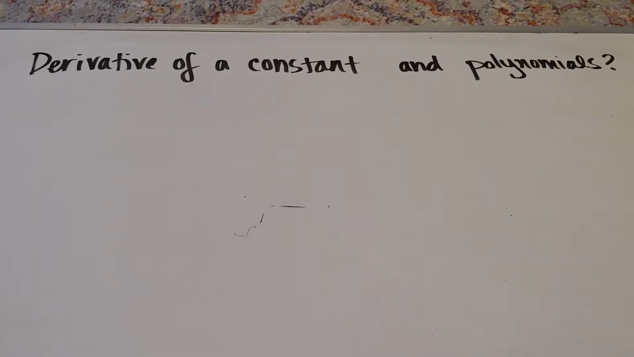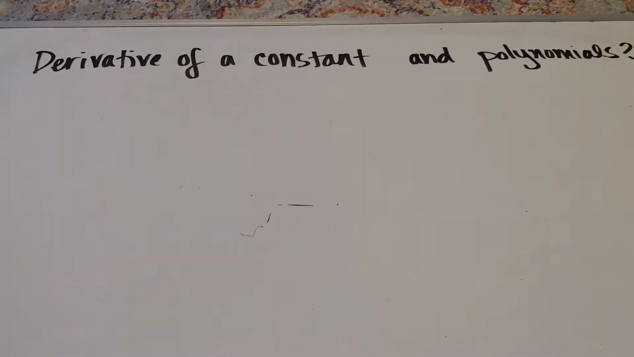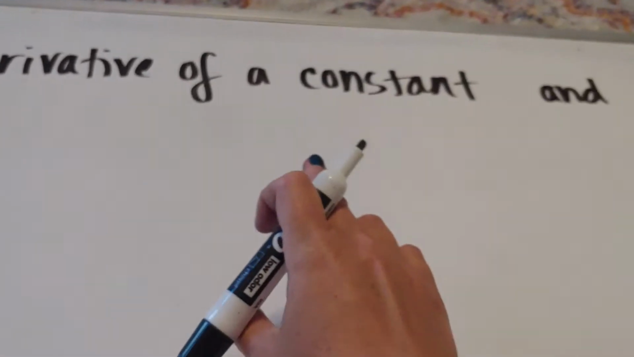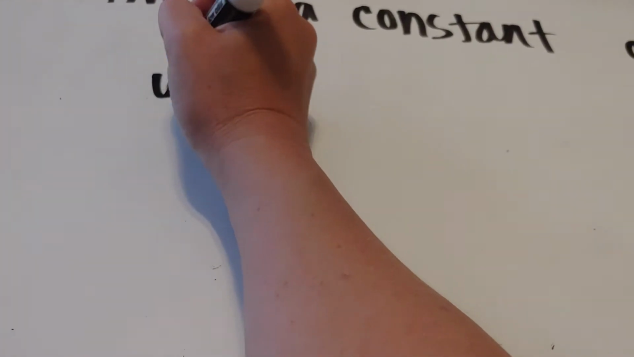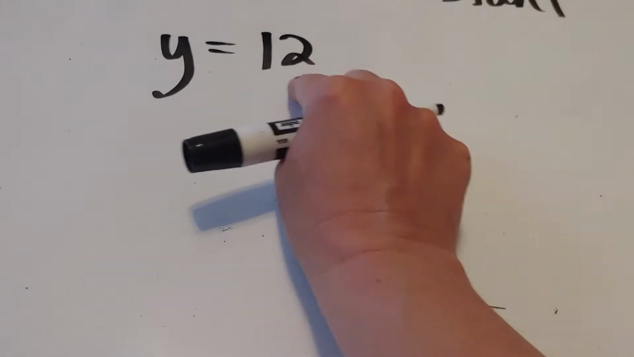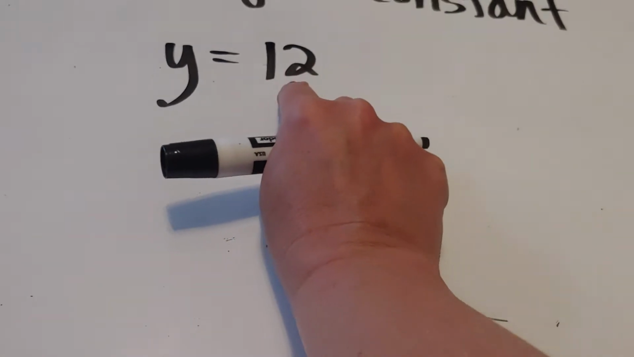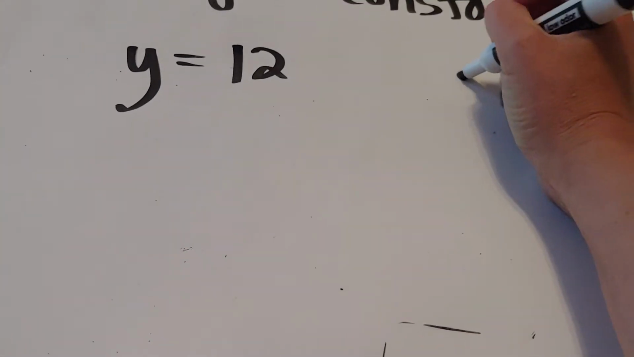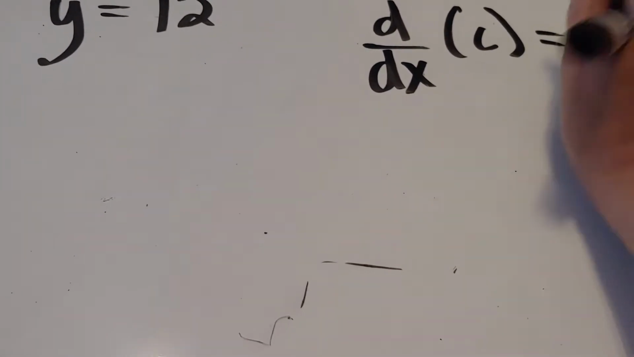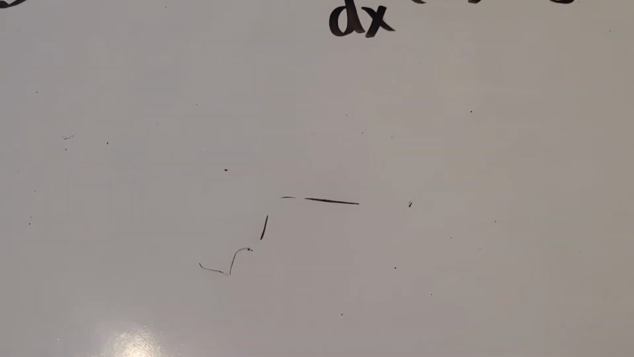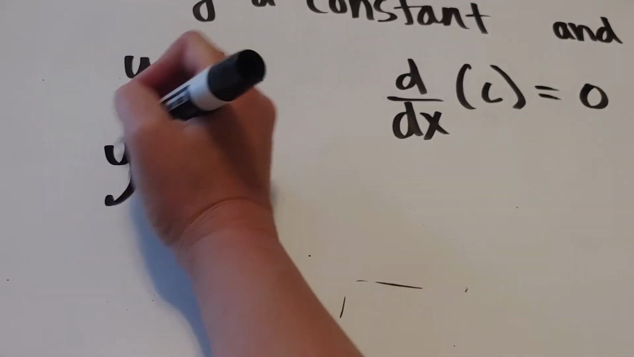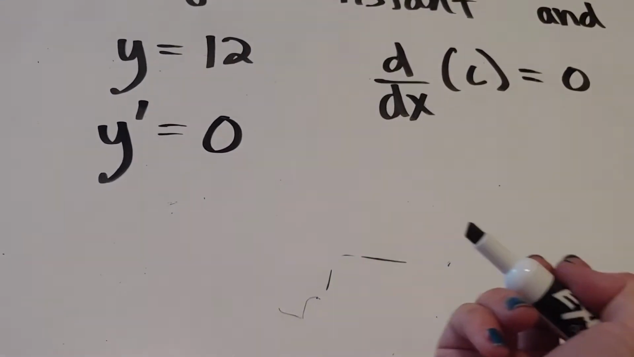In this video, we're going to talk about two topics: the derivative of a constant and polynomials. When I say derivative of a constant, I mean that if our function was just a number, what's the derivative of just a number without an x? Our rule is that the derivative of a constant without any x's is 0. So if I'm given that y equals 12, then the derivative of this is 0.